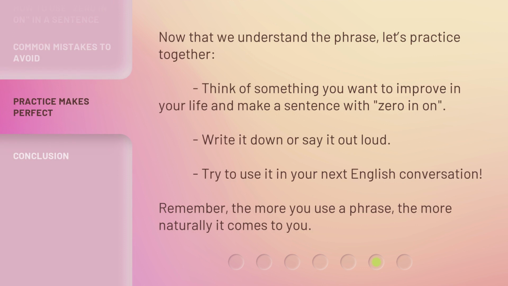Now that we understand the phrase, let's practice together. Think of something you want to improve in your life and make a sentence with zero in on. Write it down or say it out loud. Try to use it in your next English conversation. Remember, the more you use a phrase, the more naturally it comes to you.